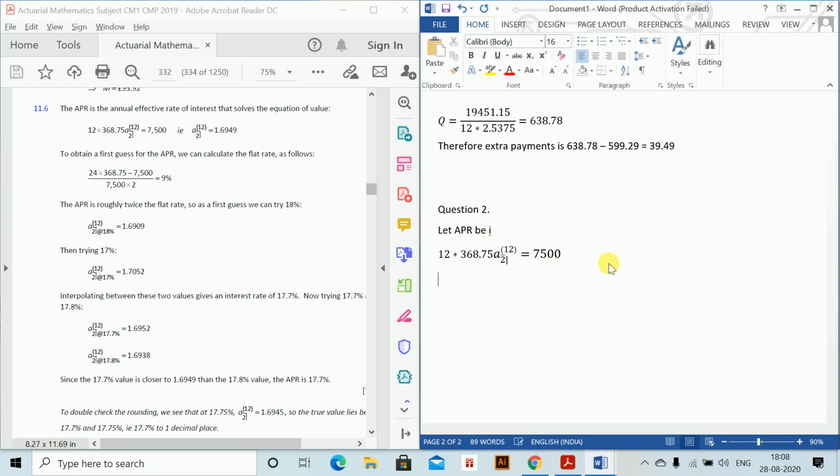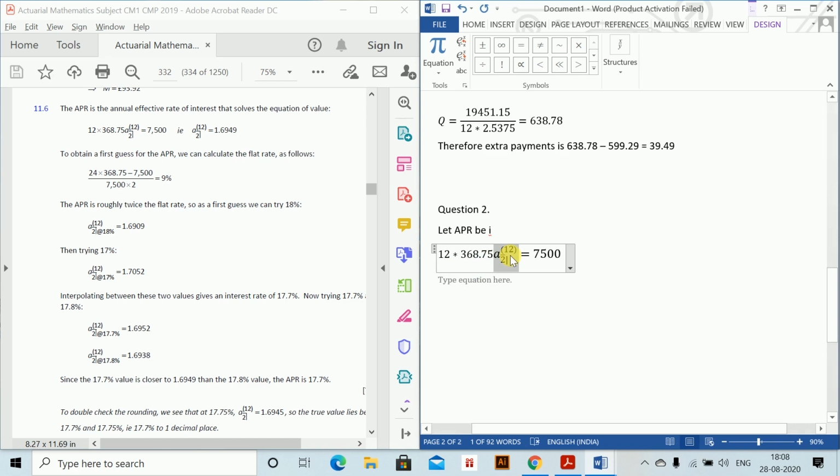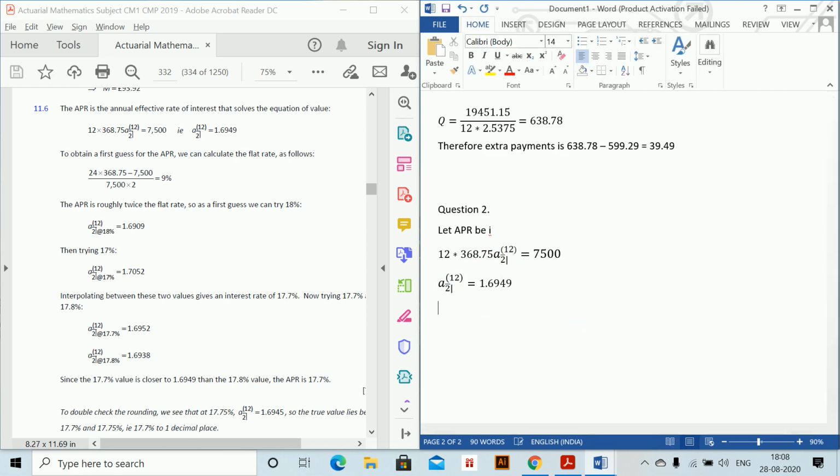So therefore a-angle 2 to 12 has to be equal to 1.6949. We have calculated this, and then what they have said is you can just try it by interpolating. So by interpolation using calculator, you will see the value to be 17.7%. This you don't have to write in the copy also, directly you can see the values. No need to do calculation also.